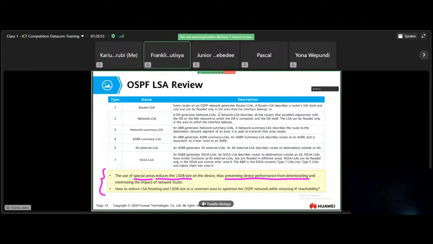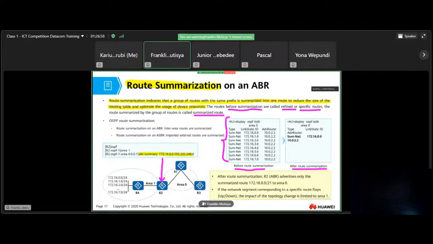Now let's talk of route summarization on an ABR. So we said route summarization is a process of bundling specific routes into a summarized route. Routes before summarization are known as specific routes or refined routes. When they're summarized, we call them summarized routes. We did cover something on route summarization yesterday, and I showed you how we summarize routes.